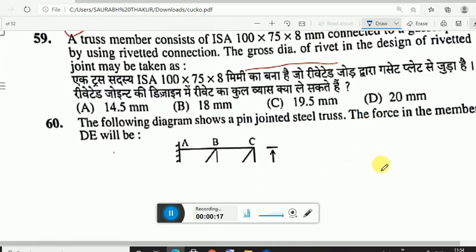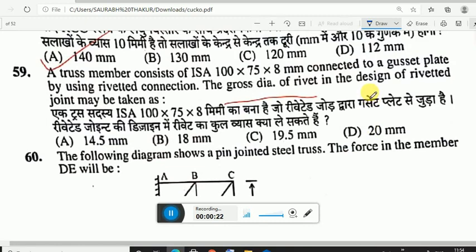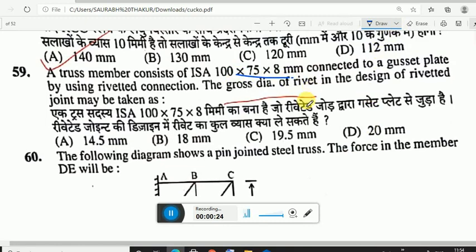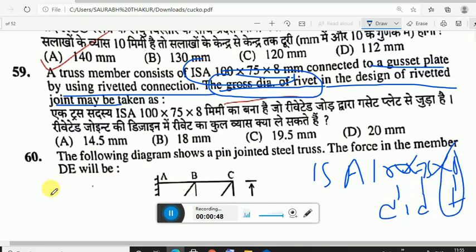A truss member consists of ISA in a standard angle 100 into 75 into 8 mm connected to a gusset plate by using riveted connection. The gross dia of rivet in the design of riveted joint may be. What you have to do is calculate the gross dia of rivet. If it is written like ISA 100 into 75 into 8, it means D1, D2, and T. Here T is our thickness.